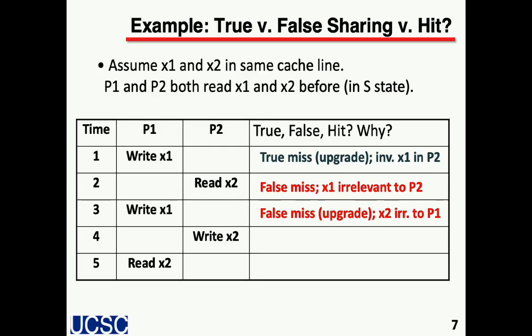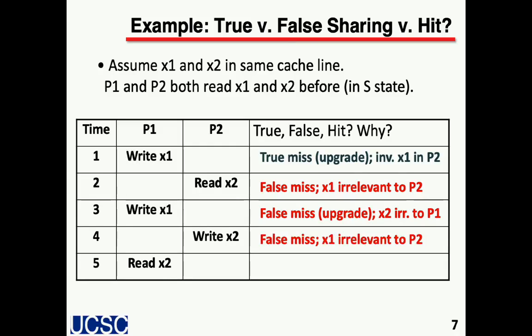In this case, P1's annoyed because it doesn't care about X2. And the reason why, even though it had this data in the M state and it's not in the M state anymore, is because P2 wrote to X2, which is a different word. So it's a false sharing miss. And now, as a reminder, it's modified for P1 and valid for P2.